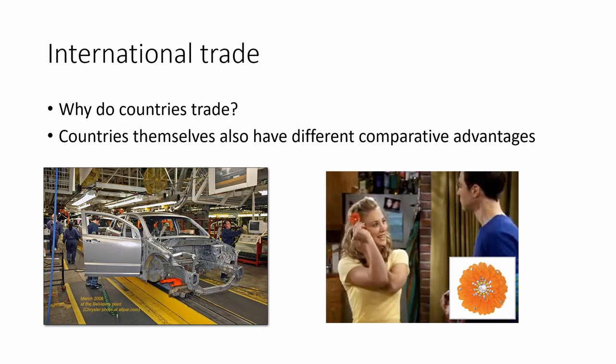So we know why individuals trade, but why do countries trade? We know individuals have different comparative advantages, while countries themselves are going to have different comparative advantages as well. Here in the United States, we have a high human capital and a high amount of capital, and we can do very capital-intensive goods very well. We can make things like cars, but we have higher labor costs as well. So let's take a look at this video clip from The Big Bang Theory that discusses labor costs.